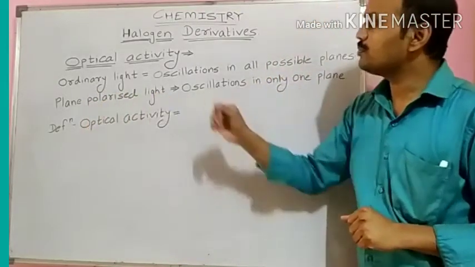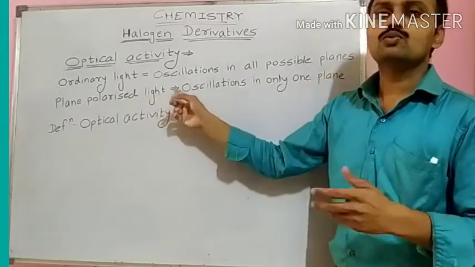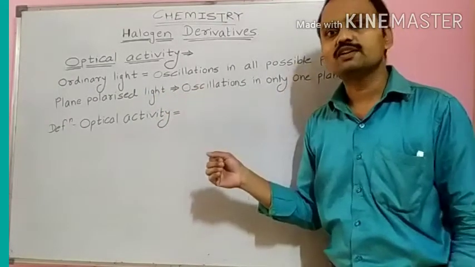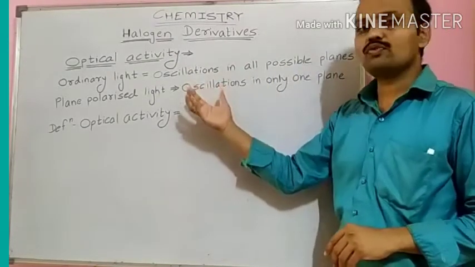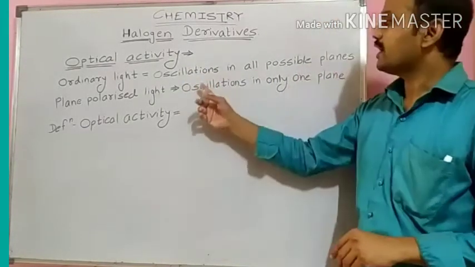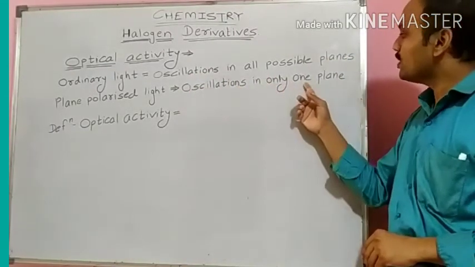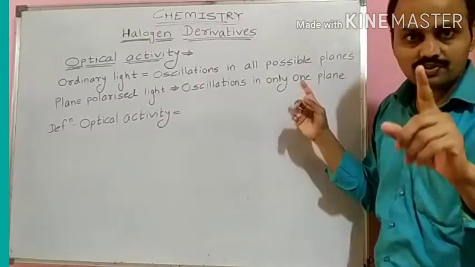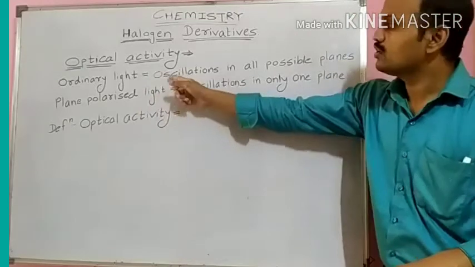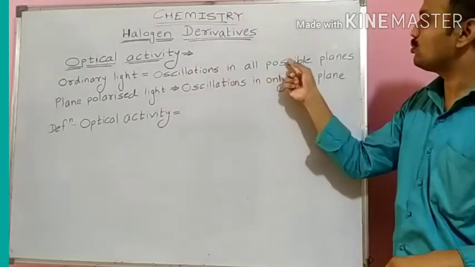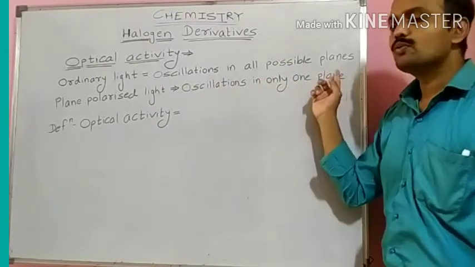The second is plane polarized light. How is plane polarized light obtained? What is the meaning of plane polarized light? Plane polarized light is also a type of electromagnetic wave, and it oscillates in only one plane. The difference between ordinary light and plane polarized light is that ordinary light oscillates in all possible planes, while plane polarized light oscillates in only one plane.